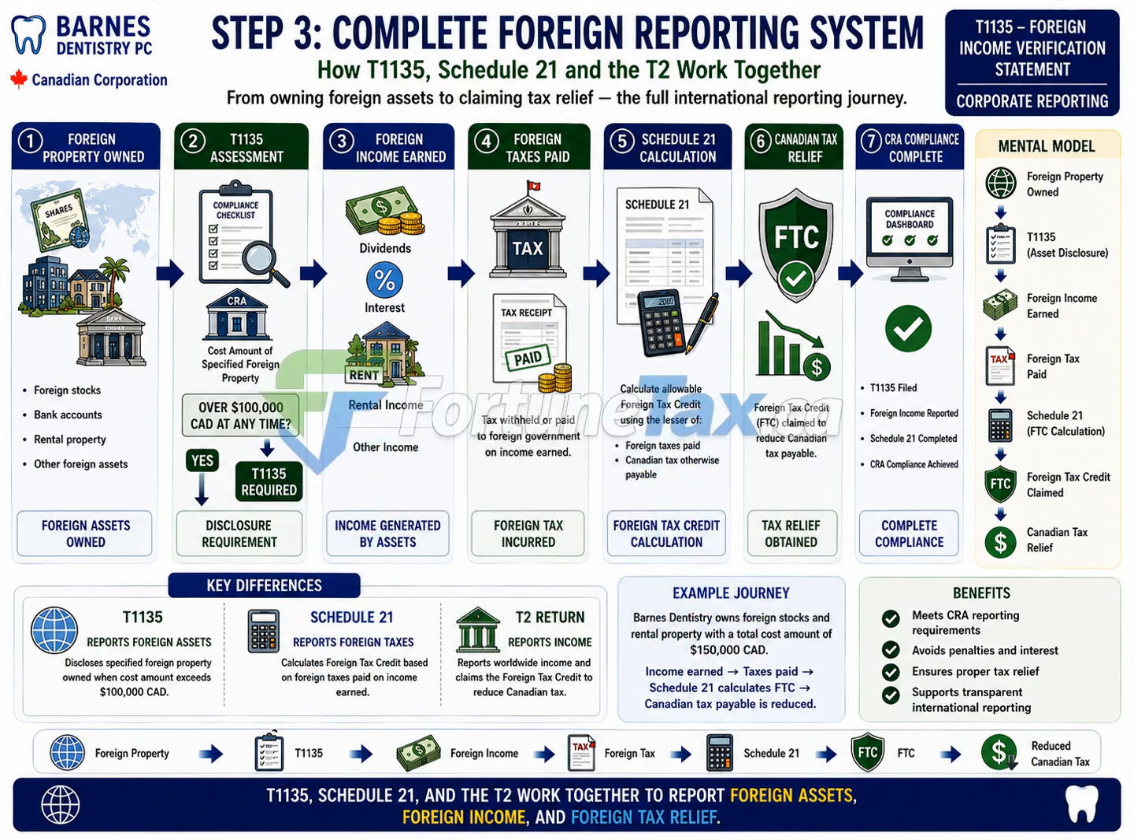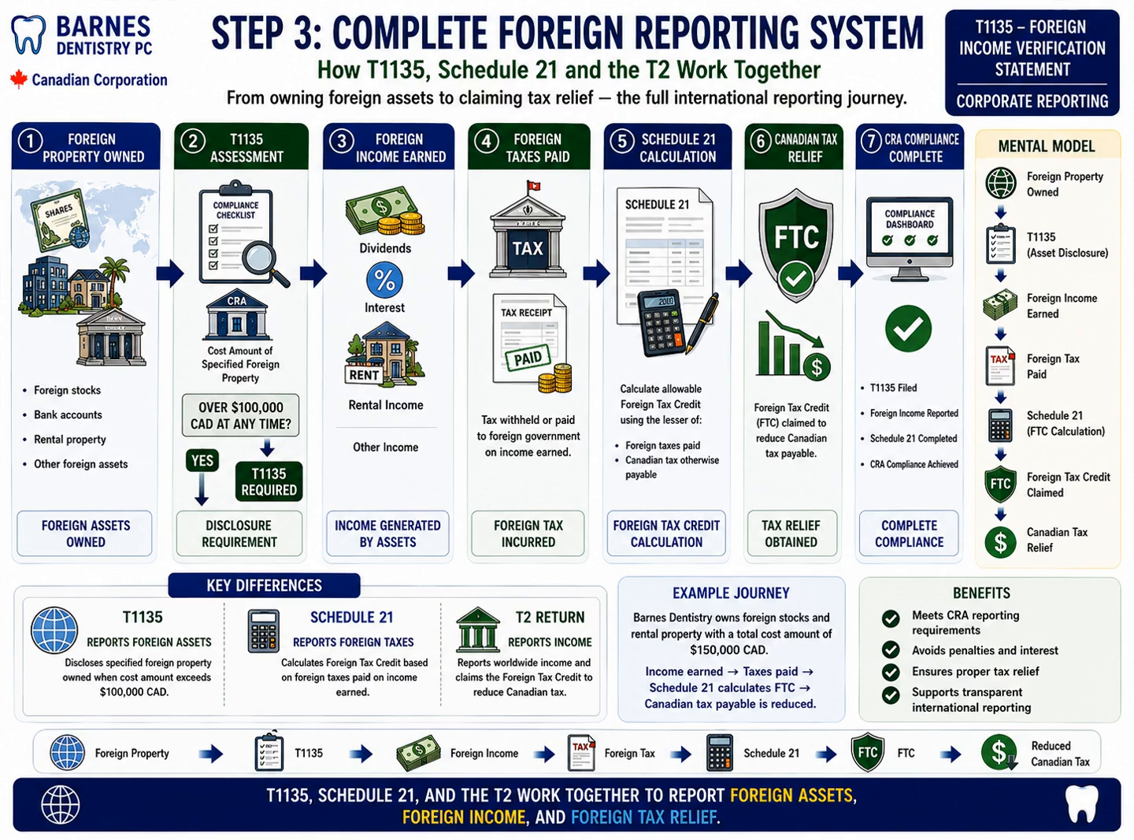Now let's look at the mental model shown on the right side of the slide. This summarizes the entire process. Foreign property is owned. T1135 disclosure may be required. Foreign income is earned. Foreign tax is paid. Schedule 21 calculates the foreign tax credit. The credit is claimed, and Canadian tax is reduced. If you can remember that sequence, you'll understand how international reporting works within the corporate tax system.